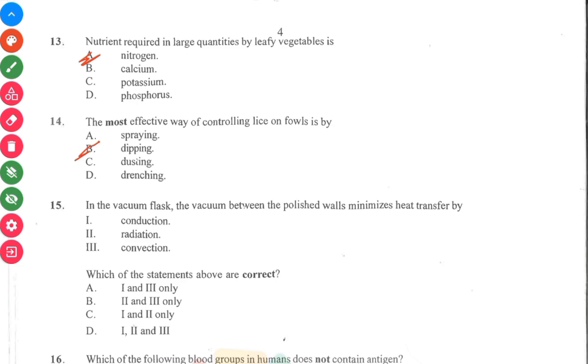Question number 15. In the vacuum flask, the vacuum between the polished walls minimizes heat transfer by. So we have conduction, radiation, and then convection. And looking at the question number 15, the answer is radiation and then convection. So the answer is B. Question number 16.